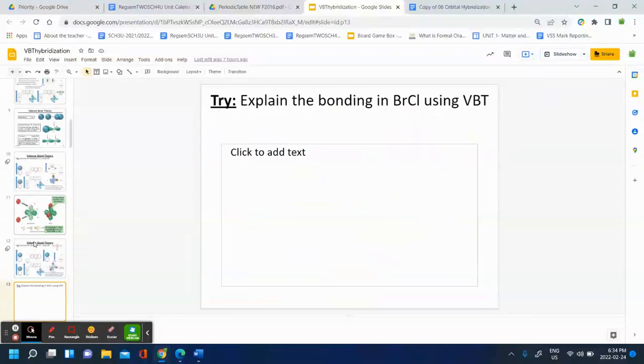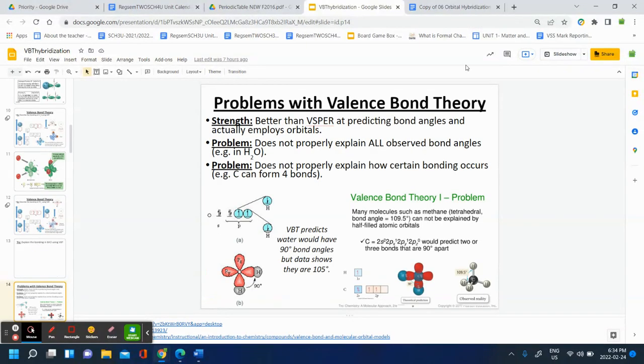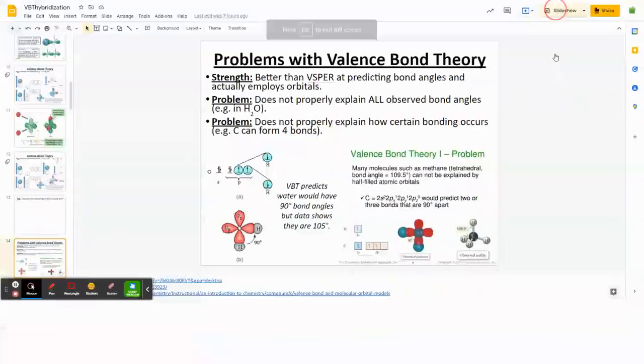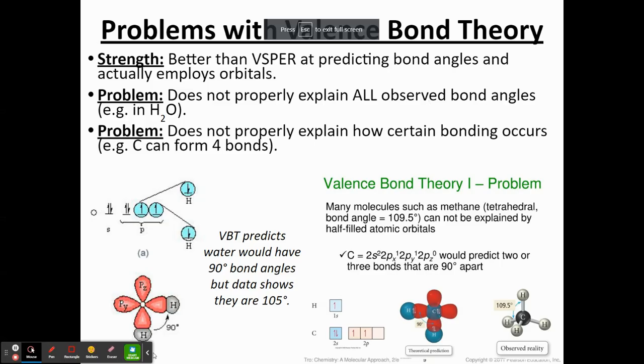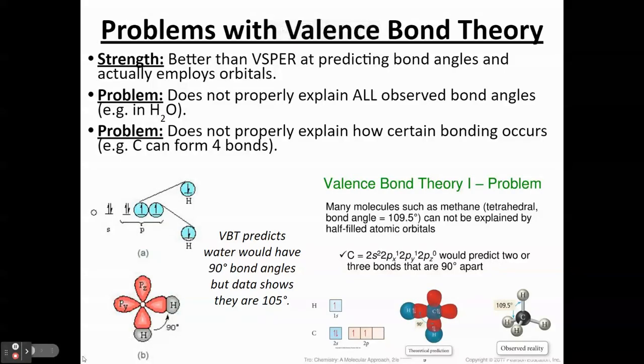In the next video, we're going to focus on the strengths and weaknesses of the valence bond theory. We're going to be looking at a new concept added on top of this called hybridization. So valence bond theory is a really good theory to explain bond angles and shapes, and it uses orbitals. It incorporates quantum mechanics into shapes, which is great. It's an awesome strength. But the problem is that valence bond theory doesn't always explain all the observed bond angles that we would expect to see.